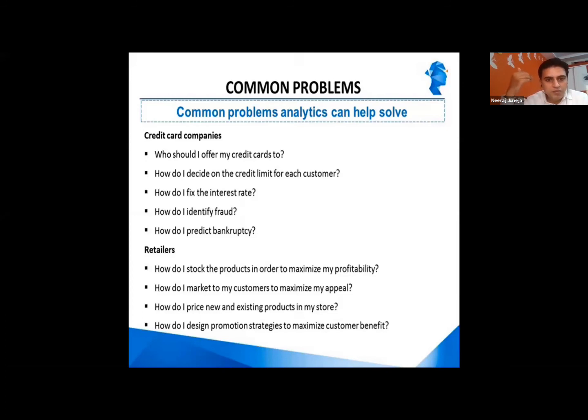Then some questions are there in the retail section. How do I stock the products in order to maximize my profitability, right? Because it should not be the case that inventory is piling up and the products are not getting sold at a rapid rate. We do not want a piling up of our stocks and inventory. How do I market to my customers to maximize my appeal? So marketing strategies also need to be designed. How do I price new and existing products in my store? How do I design promotional strategies to maximize customer benefit? So all these questions are pretty vital in the area of business analytics.